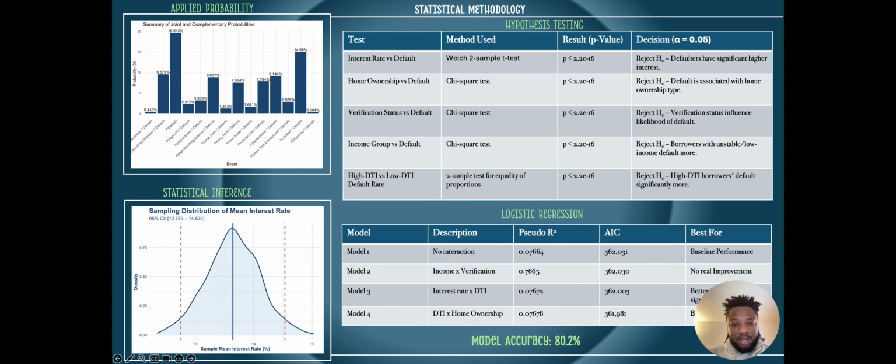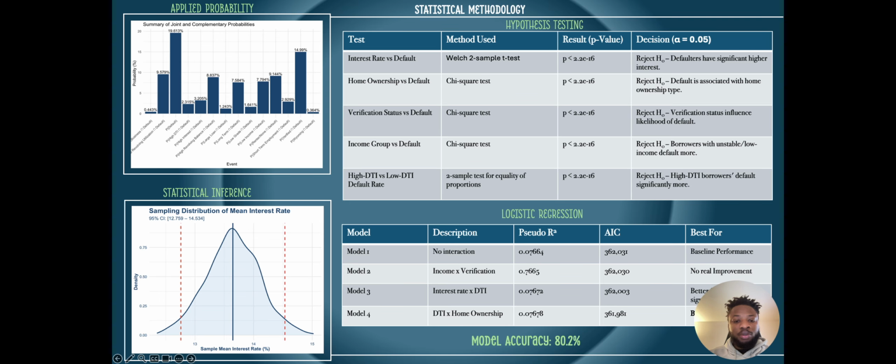Thirdly is the hypothesis testing, where multiple formal tests were performed, including the Welch t-test for interest rate differences, the chi-square test for home ownership, verification status and income group, and lastly the proportion test for high DTI borrowers. It showed that all results were statistically significant, showing these traits meaningfully affect loan default risk.